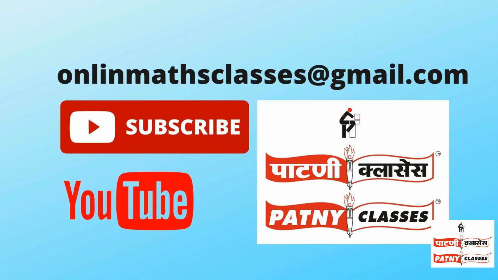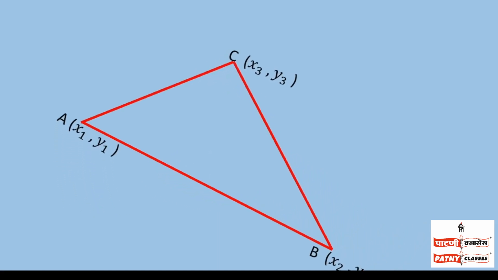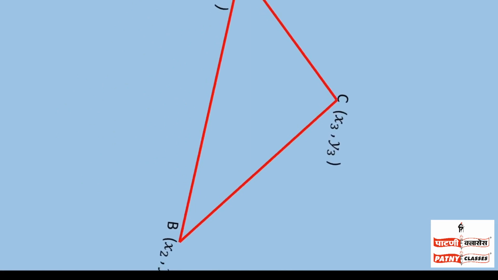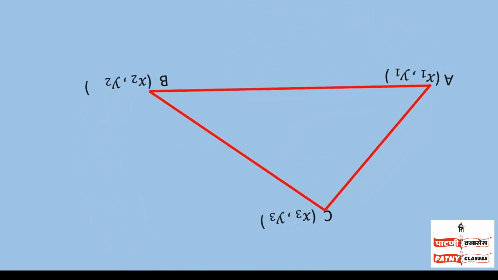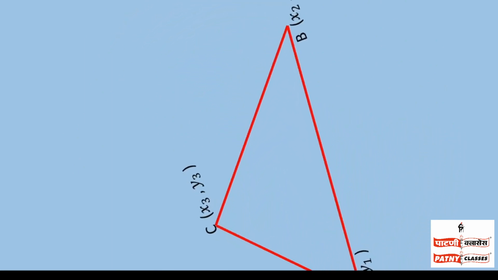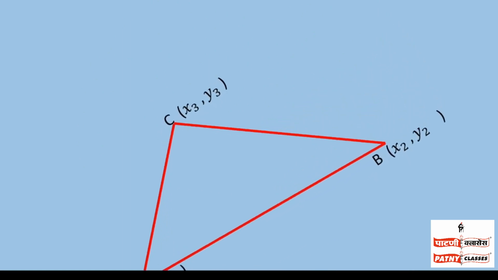Let us now learn to find the area of a triangle by determinant method. Let us consider a triangle ABC. A, B and C are three vertices. Coordinates of point A are x1, y1. Coordinates of B are x2, y2. Coordinates of C are x3, y3.